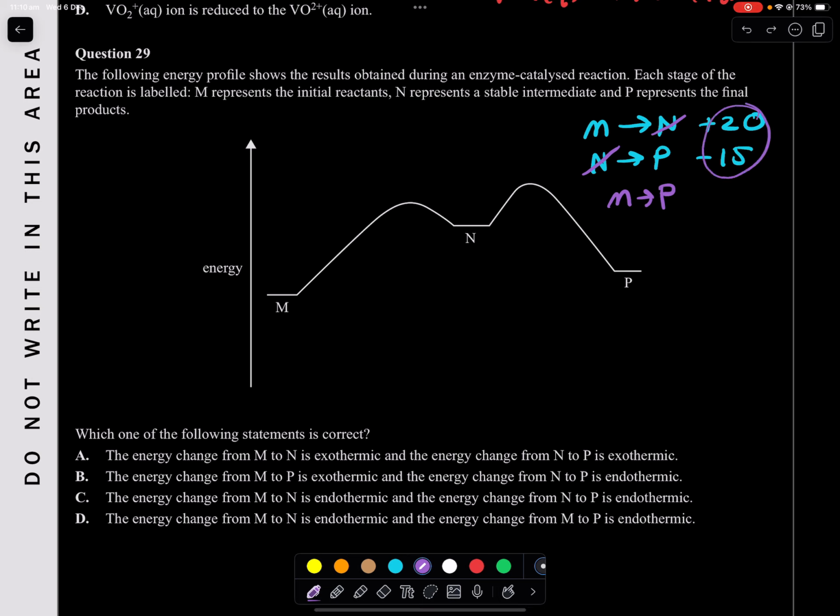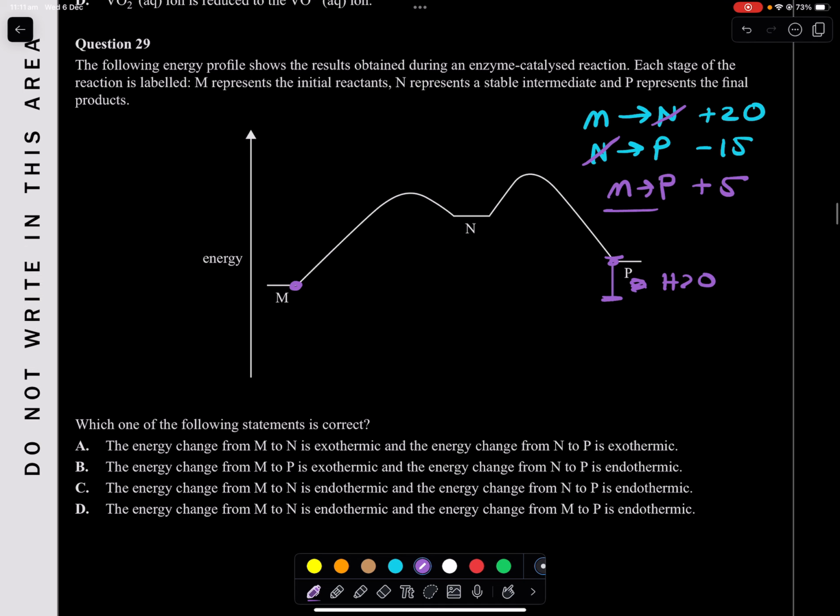And by Hess's law, these add. So 20 minus 15, that's a plus 5. So the overall from M to P is an endothermic reaction, which is true because if you just go from M to P and look at it, the change in H is greater than 0. So yeah.